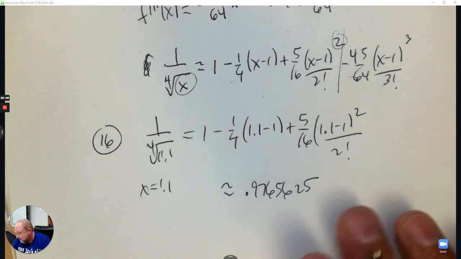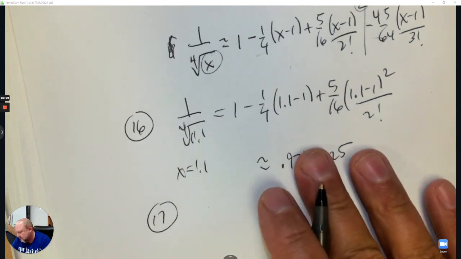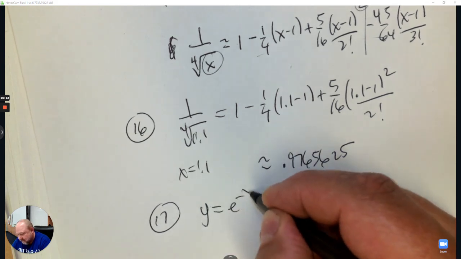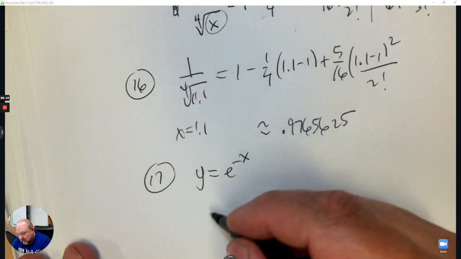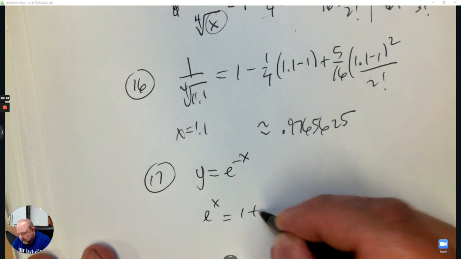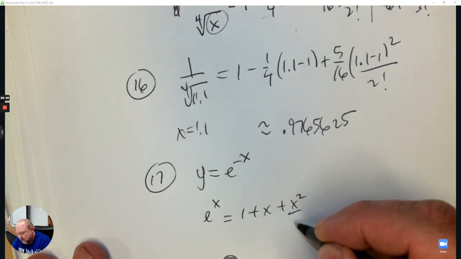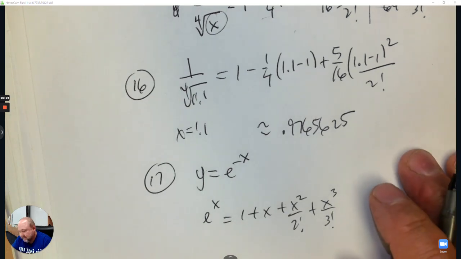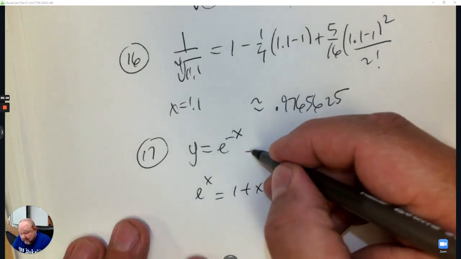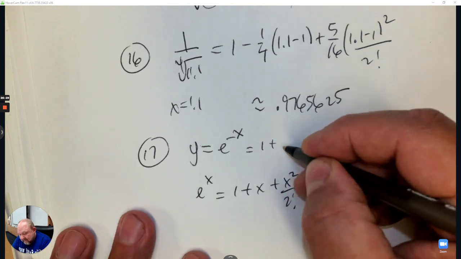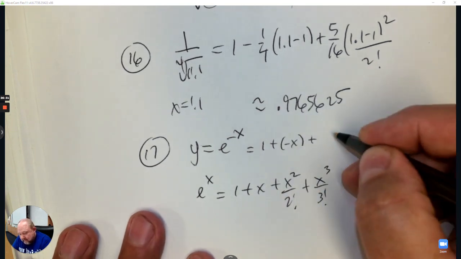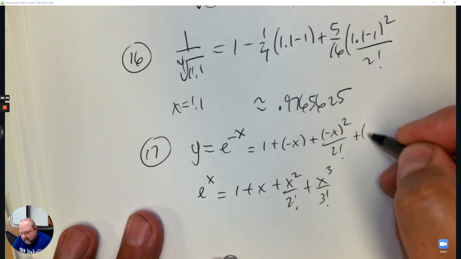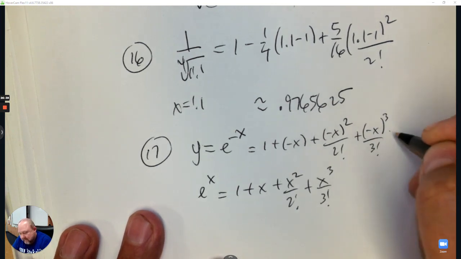Number 17, use an elementary series to write a power series for y equals e to the negative x. So e to the x is 1 plus x squared over 2 factorial, x cubed over 3 factorial, and so on. That would mean this would be then 1 plus negative x, use parentheses, plus negative x over 2 plus negative x 3 over, and then so on and so forth.